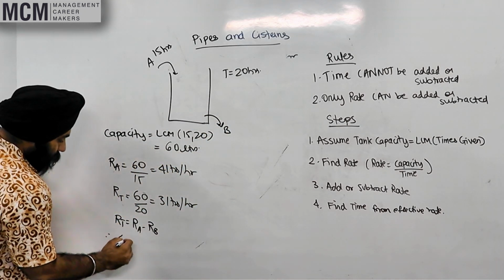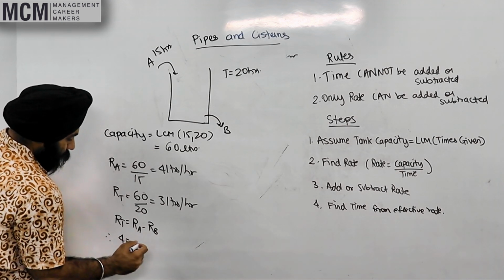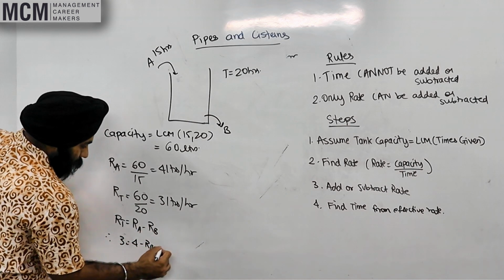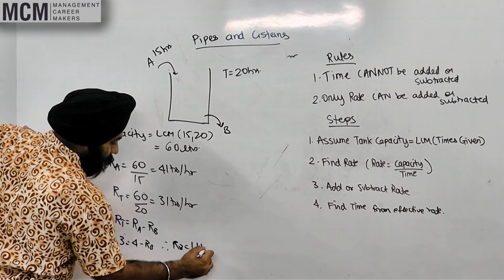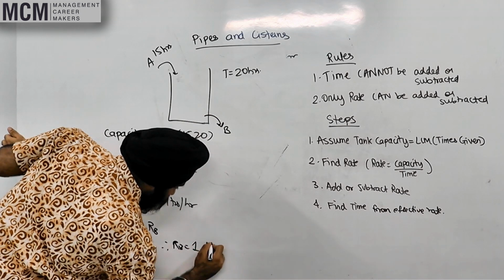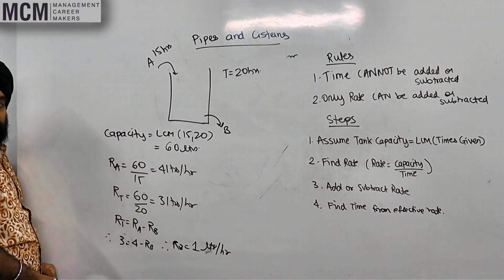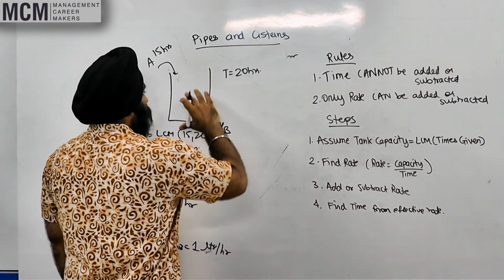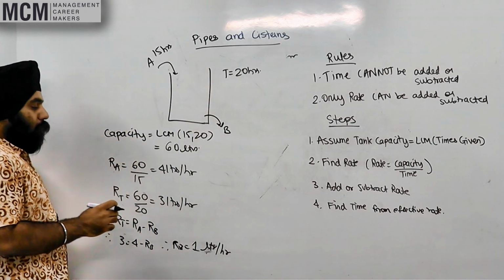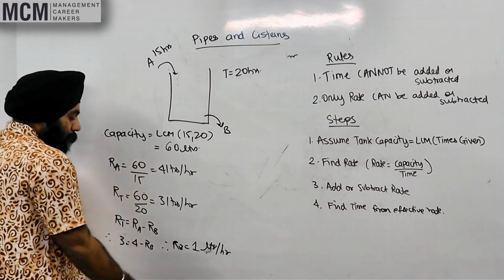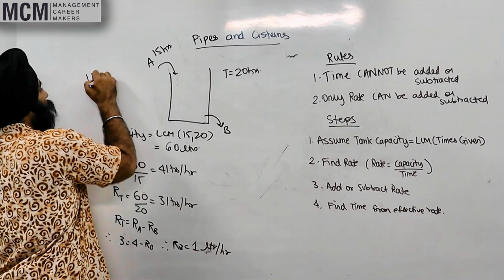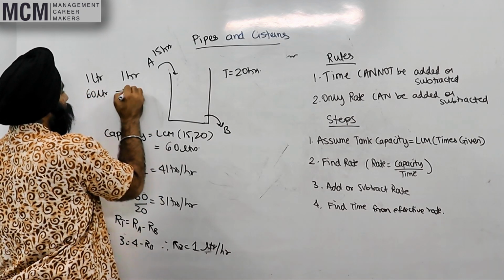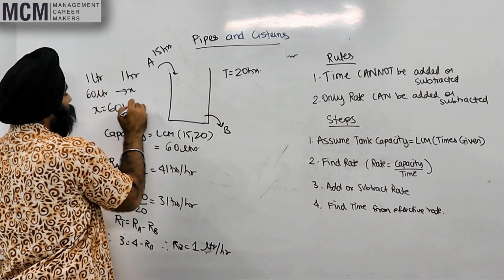So you have 4 liters per hour, and you have 3 liters per hour, which is the total rate, is 4 minus rate of B. Therefore, rate of B is 1 liter per hour. Now this is the individual rate of B. What have we asked? How much time will B take to empty the full tank? So what is the capacity of a full tank? 60 liters. It empties at a rate of 1 liter per hour. So how much time will it take to empty 60 liters? X is equal to 60 hours.